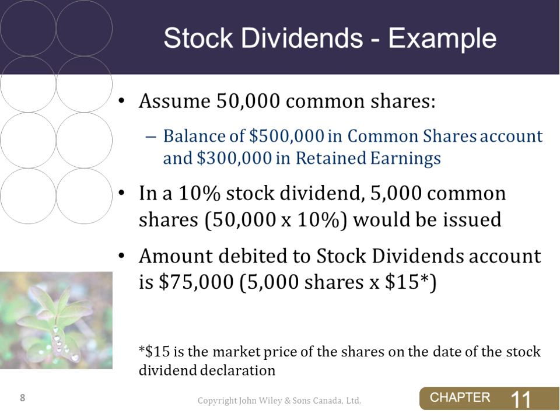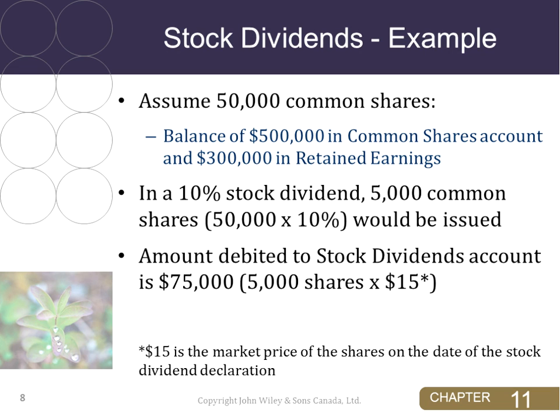So in a stock dividend, we have to find the market price on the date of our dividend declaration. In this case, let's assume we have 50,000 common shares with a balance of 500,000 in the common shares account and 300,000 in retained earnings. All right, so let's assume that we did a 10% stock dividend.